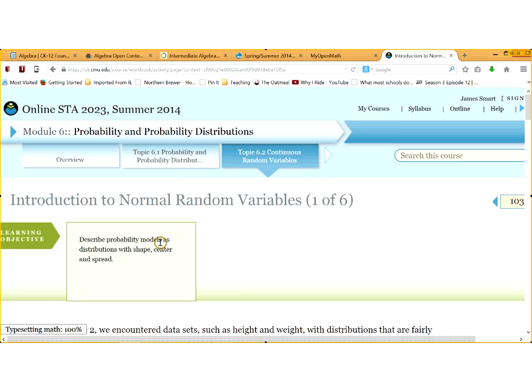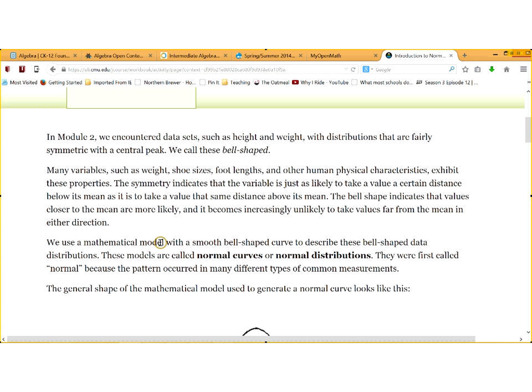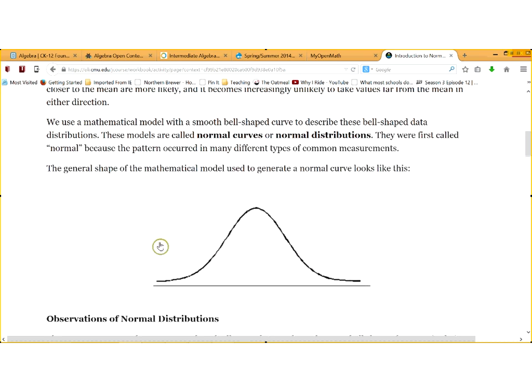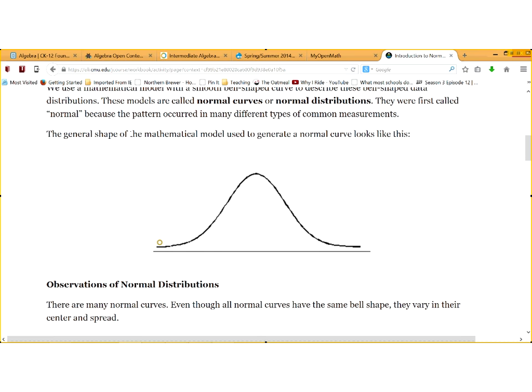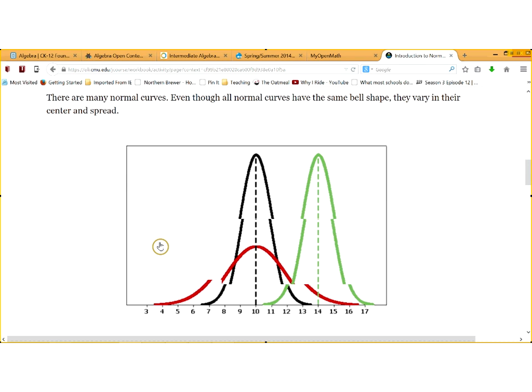But the normal distribution is nice because once you have the mean and the standard deviation, you have all you need in order to do all of your calculations. So the normal distribution is just our so-called bell-shaped distribution. We call it a normal curve or normal distribution. So that's basically the general picture of what it looks like there. And like it says, we call that the bell curve sometimes.